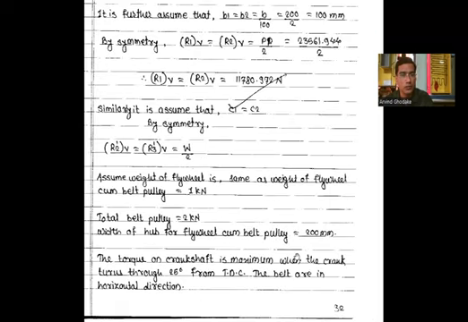Then the torque on the crankshaft is maximum when the crank turns through 25 degrees from top dead center. The belts are in the horizontal direction. So the torque is maximum when the crank turns through 25 degrees from the top dead center, and the important condition is that the belt direction is horizontal.